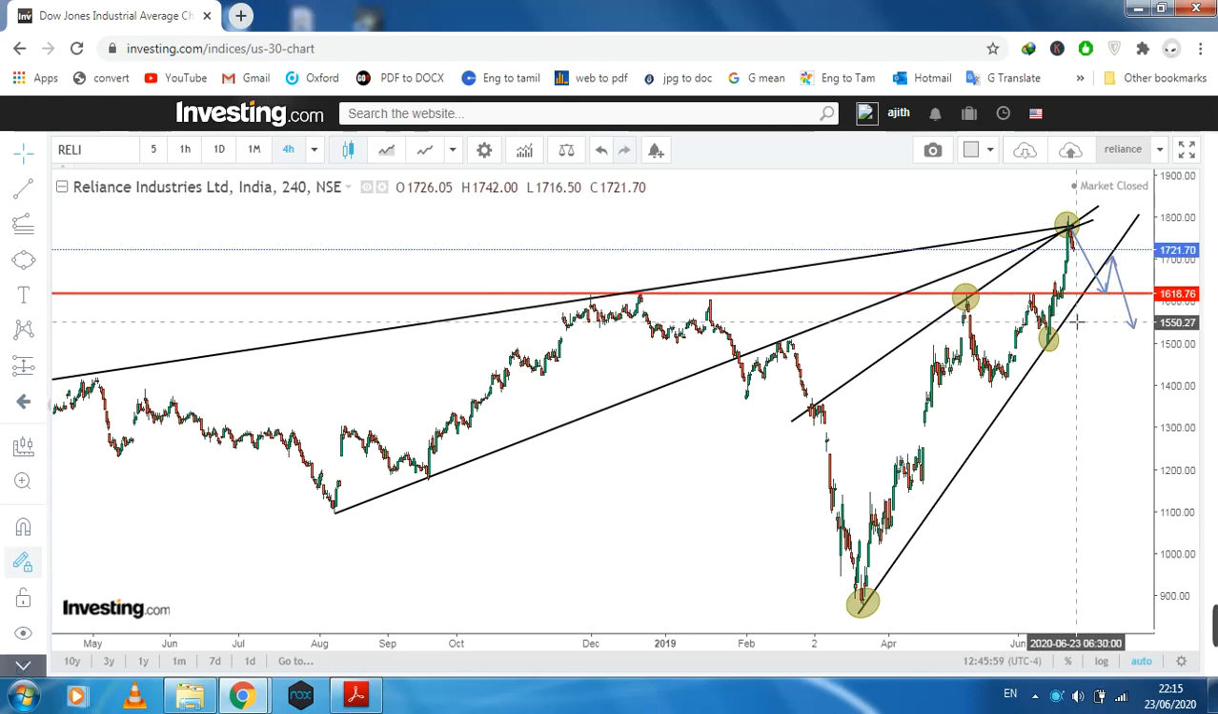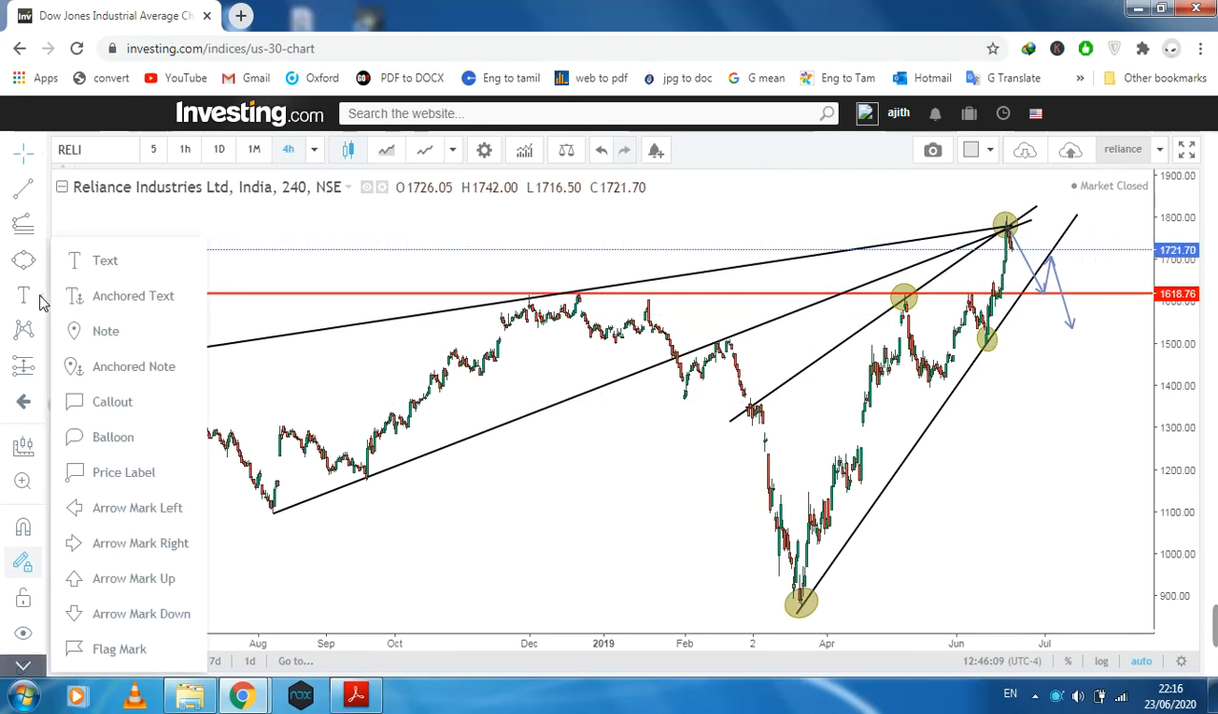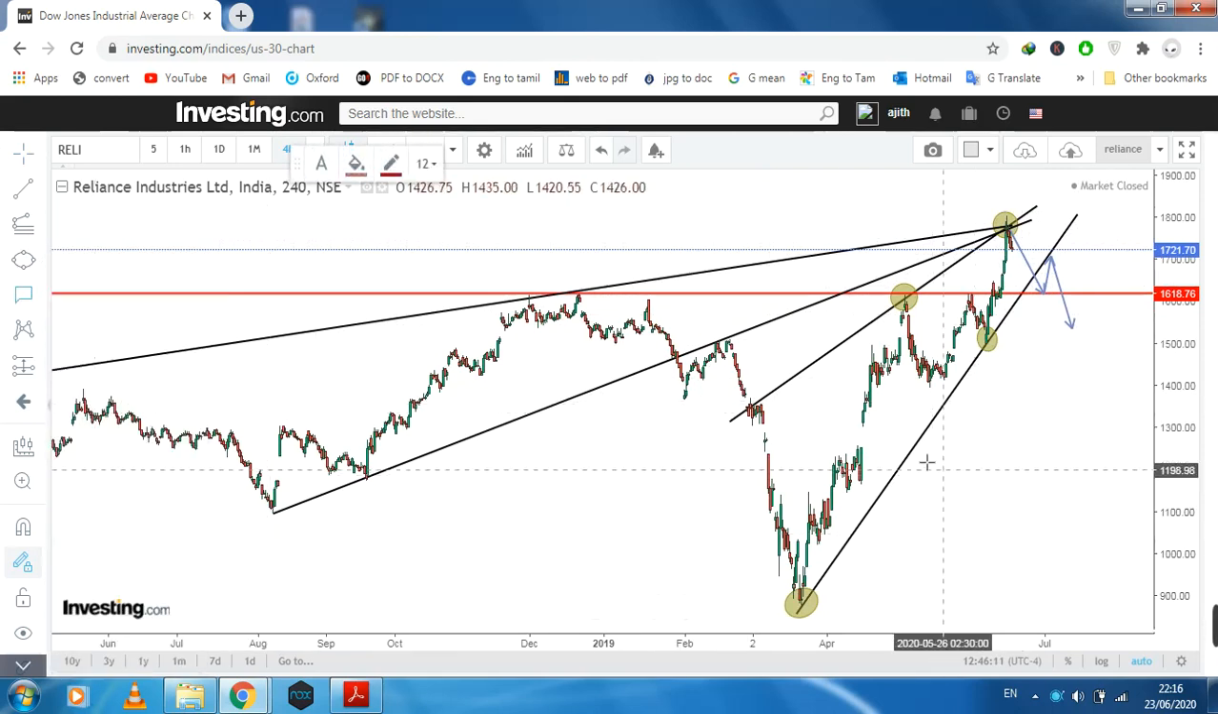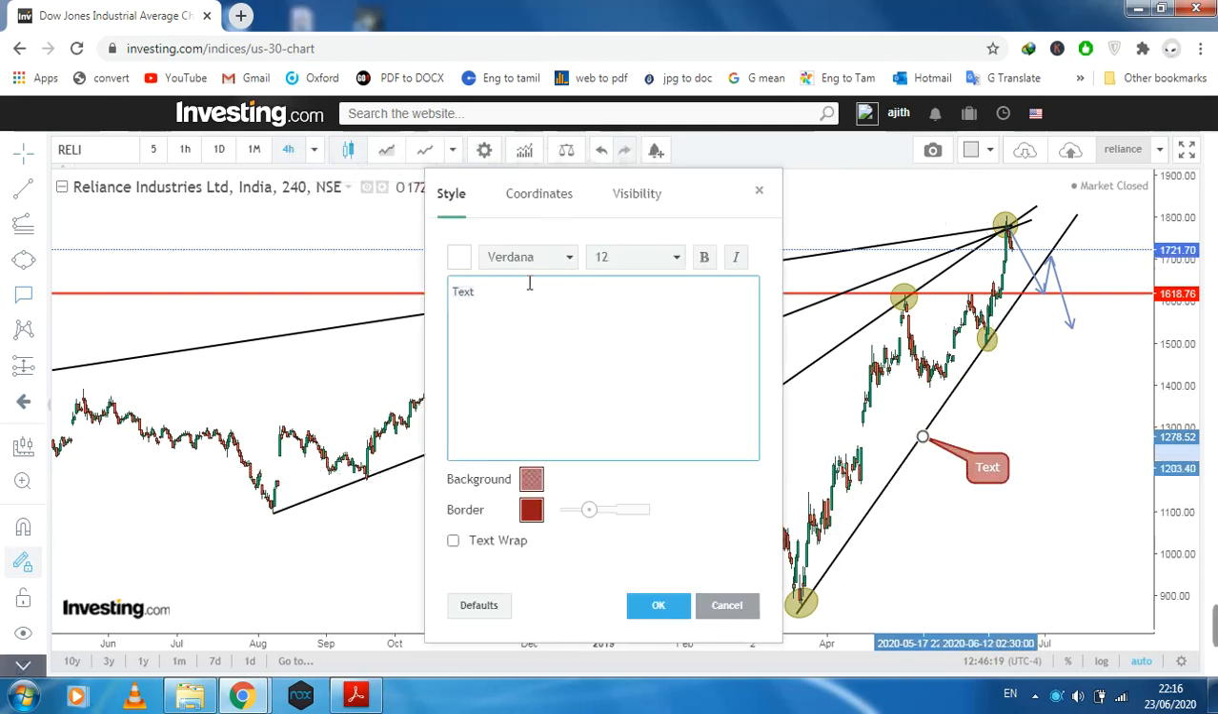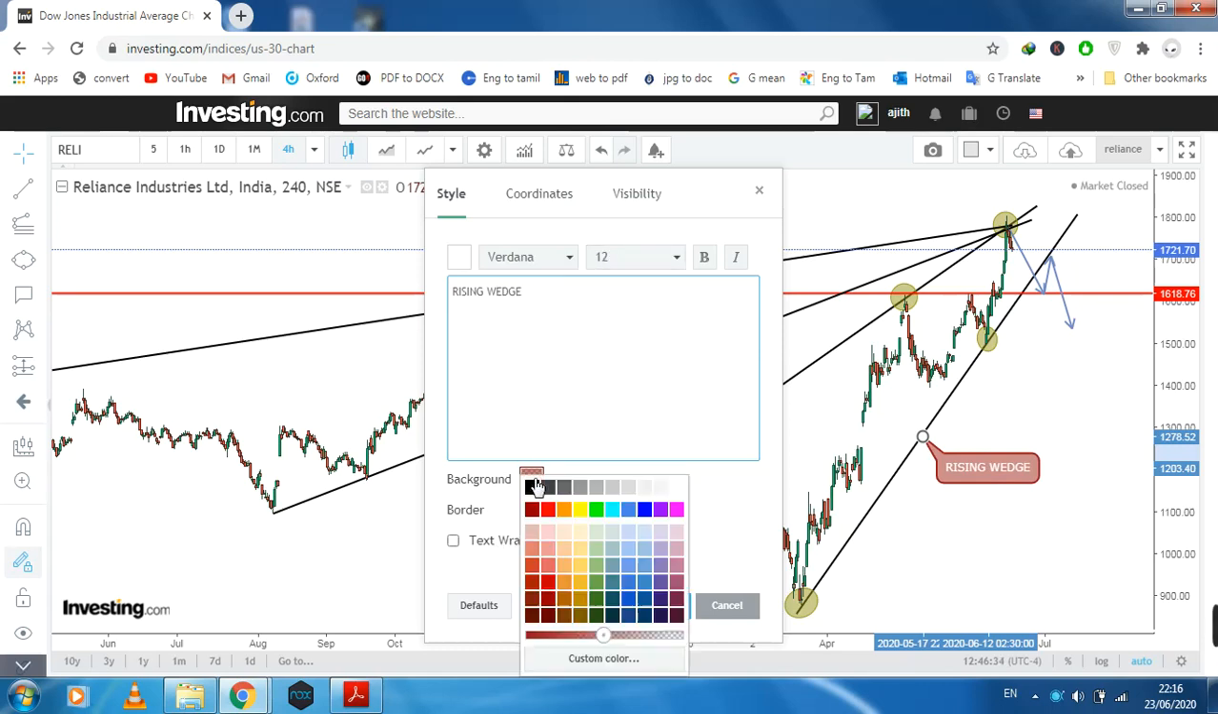So for Reliance Industries in this current situation, you need to wait for the breakout from the downside, because this is the rising wedge. What is the rising wedge normally? This is the formation of a rising wedge. This is the rising wedge formation.